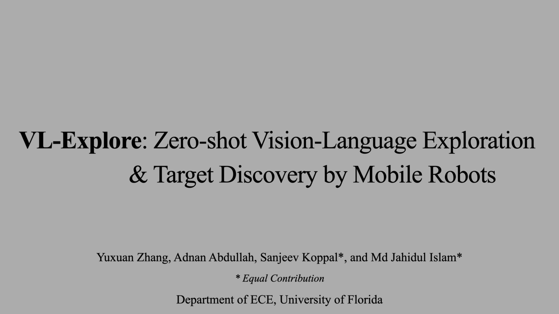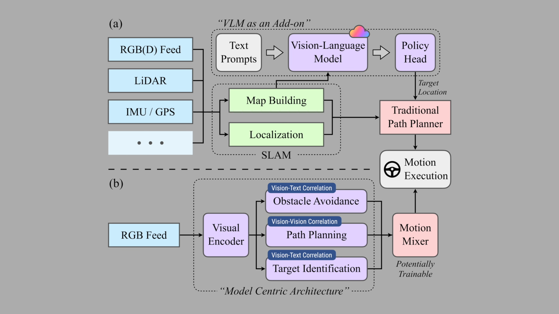Introducing VL Explore. VL Explore is a novel navigation pipeline for simultaneous exploration and target discovery in unknown environments. Unlike most existing VLN systems that rely on traditional SLAM and path planning algorithms, we propose a model centric approach for simultaneous exploration and target discovery. The proposed pipeline only uses visual embeddings generated by a visual encoder from an RGB feed, requiring no extra sensor modalities nor any other traditional algorithms. It is modular, configurable, and extensible.